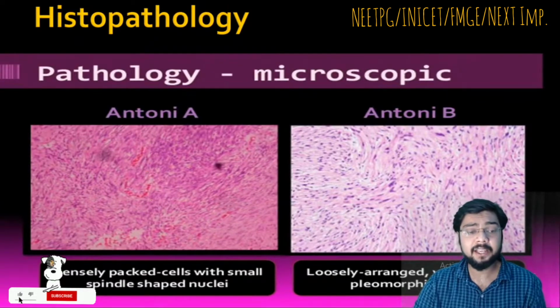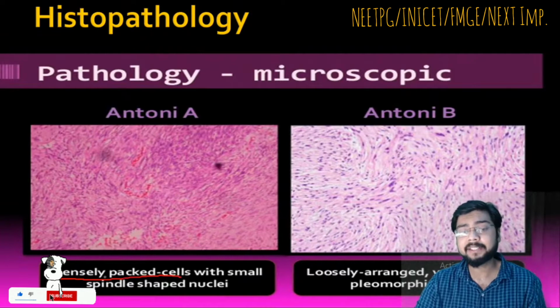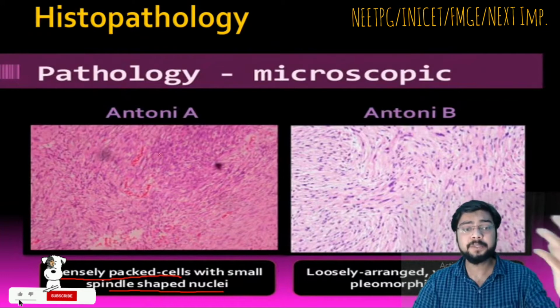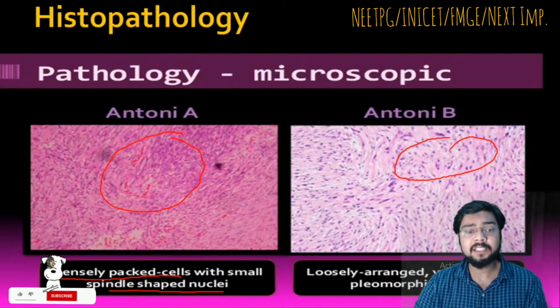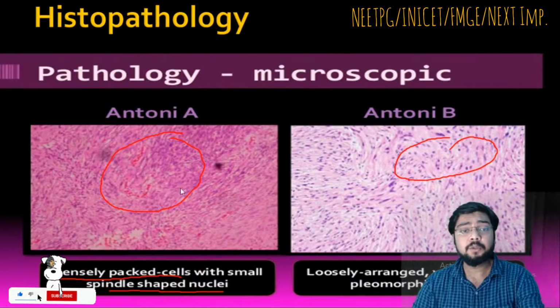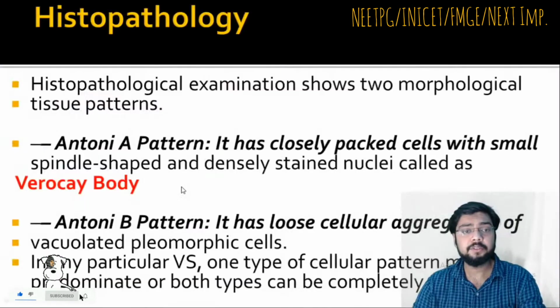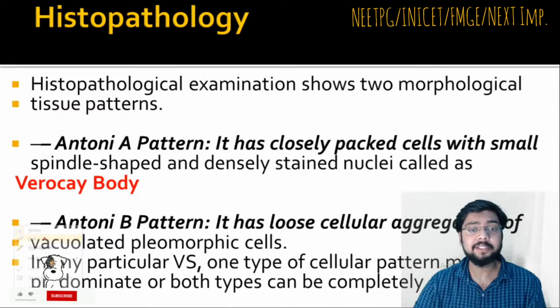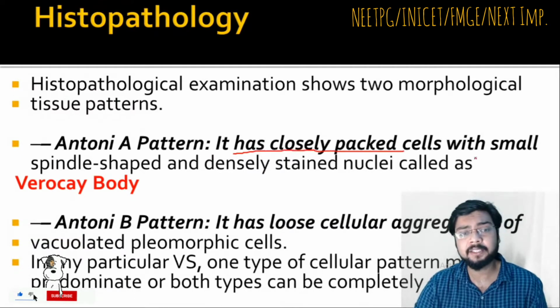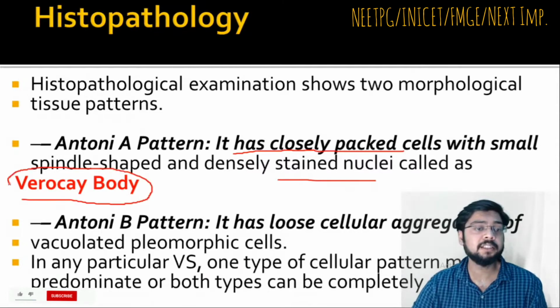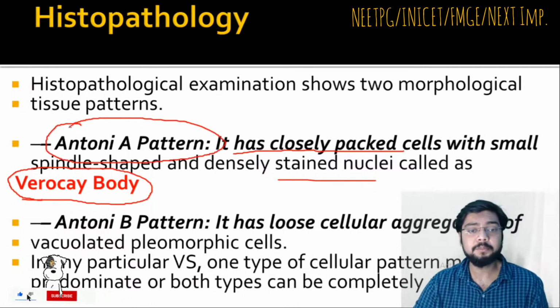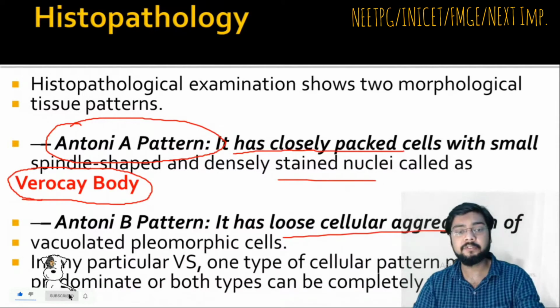If you see this Antoni A area, it will be composed of densely packed cells with small spindle shaped nuclei, right? So how will you remember? In Antoni A there will be densely packed cells. In Antoni B it will be loosely arranged vacuolated cells. In Antoni A, these densely packed cells contain nuclei which are called Verocay bodies. Antoni A is closely packed cells with spindle shaped and densely stained nuclei, that is called Verocay bodies. So Verocay bodies are seen in Antoni A pattern, and Antoni B pattern is loose cellular aggregation of vacuolated pleomorphic cells.